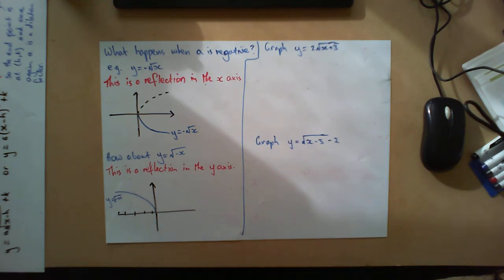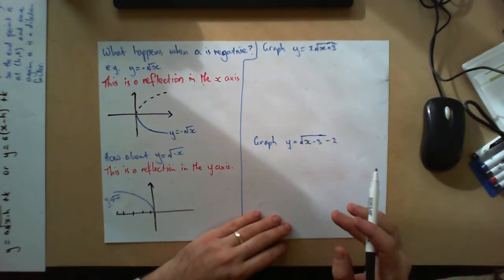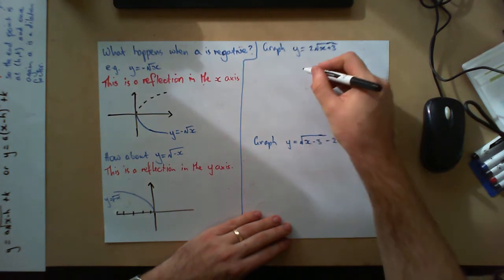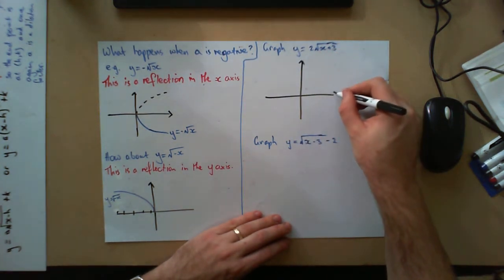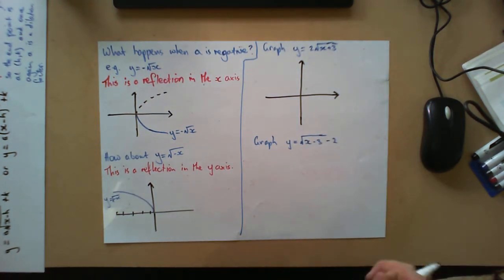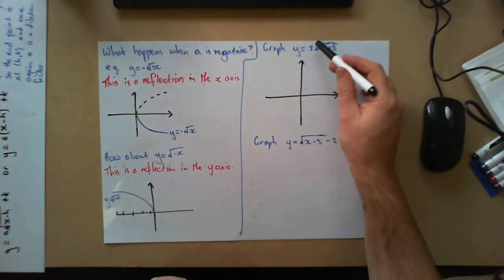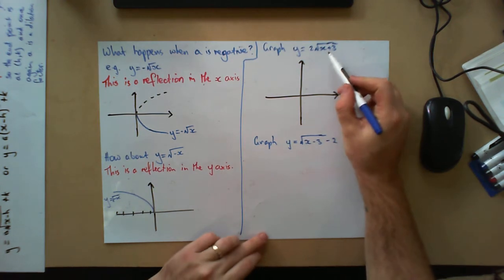So we've got a couple of examples to have a look at now. I've actually had to graph these. We've got graph y equals 2 outside of the square root of x plus 3. First of all, we need some axes here. And we need to think about what's happening here. We've got that 2 is a dilation factor. That's fine, we can worry about that later on. And then we've got this x plus 3.